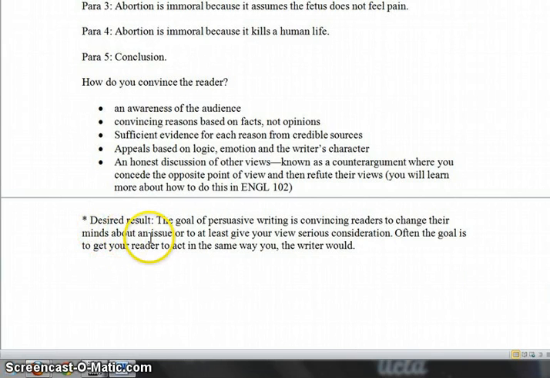The desired result. The goal of persuasive writing is convincing readers to change their minds about an issue, or at least give your view serious consideration. Often the goal is to get your reader to act in the same way you, the writer, would. And so in conclusion, persuasive writing involves persuading the reader to think just like you.